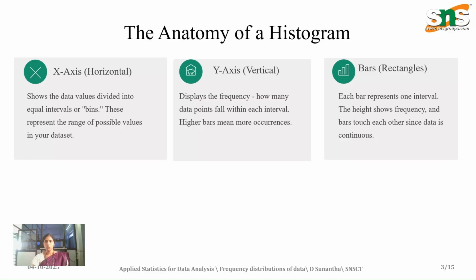Next, bars. Each bar represents one interval and the height shows frequency, and the bars touch each other since data is continuous. So usually, comparing to bar graphs, in a bar graph we show spaces between two bars, whereas in the histogram they are connected.